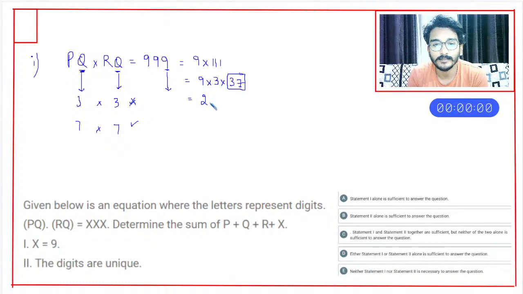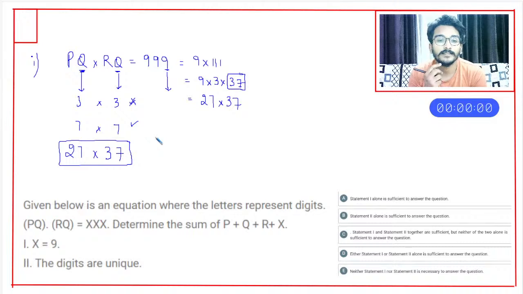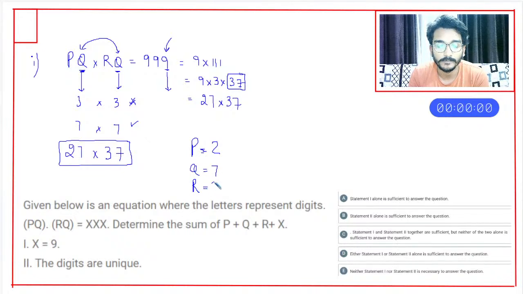So I can say this can be rewritten like this: 27 cross 37. It can be either way around. So these are the possibilities of PQ and RQ. So what is the value of P? This is the only possibility, because to make a 9 there are only two cases, and because the digits are also unique, this is the only possibility here. So P equals 2 when I compare, Q equals 7 and R equals 3. So I can easily find the value of P plus Q plus R plus X. So the first information is giving me the answer.